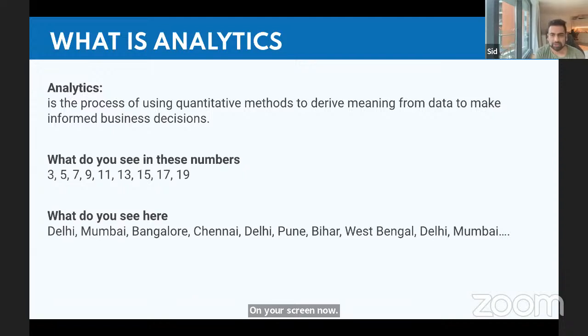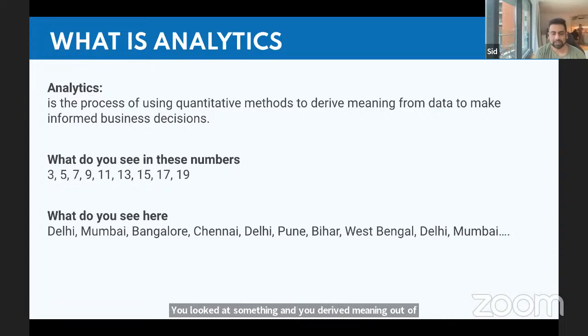Metro cities, top cities, tier 1, metro cities of India. Okay. So I think those who responded, everybody, cities and states, everybody got it right. But the point here is not to actually get it right. The point is that what everybody did right now is actually analytics. You looked at something and you derived meaning out of it. And that is as simple as analytics gets.